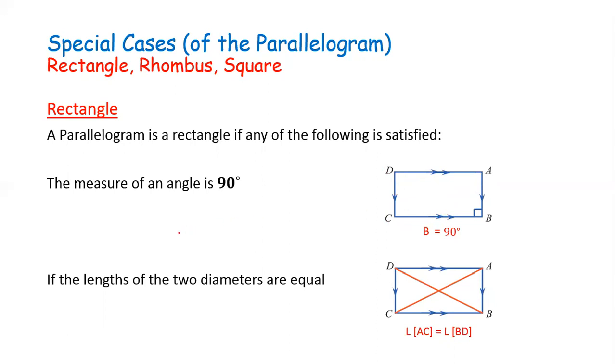The second case by which we can say some parallelogram is a rectangle is when the length of the two diameters are equal. So here we have a parallelogram in which the length of DB is equal to the length of AC. In this case, we conclude that this parallelogram is also a rectangle.